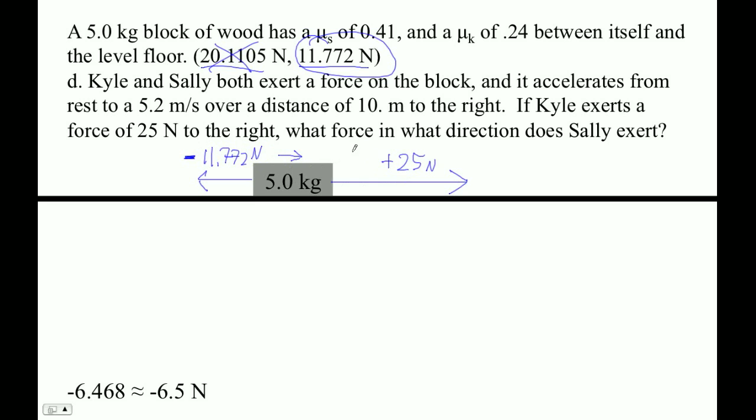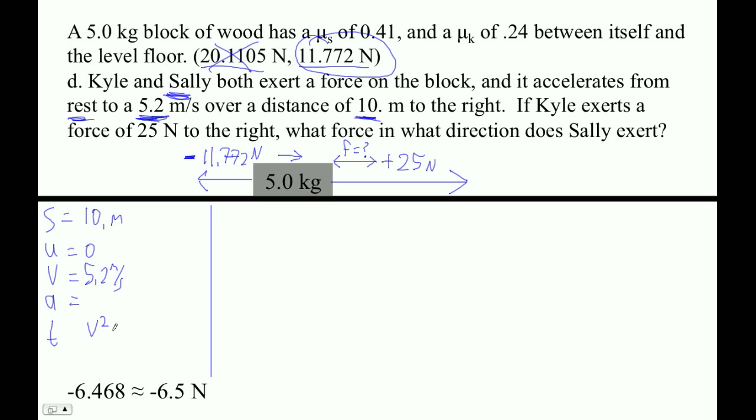Right, and then there's another unknown force. This is the force of Sally, right? Okay, so let's draw a little picture of that guy. He's to the right or to the left, unknown force, right? That's the force that Sally's exerting. Now, do you see that we've got initial velocity, final velocity, displacement, right? So we need to solve first a SUVAT problem. Initial velocity is 0, final is 5.2 meters per second. Acceleration is, don't know, we'd like to know. Displacement is 10 meters, right?